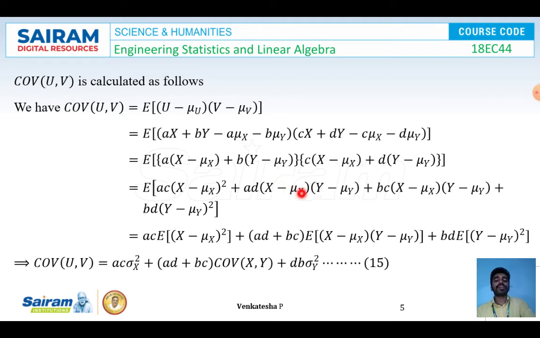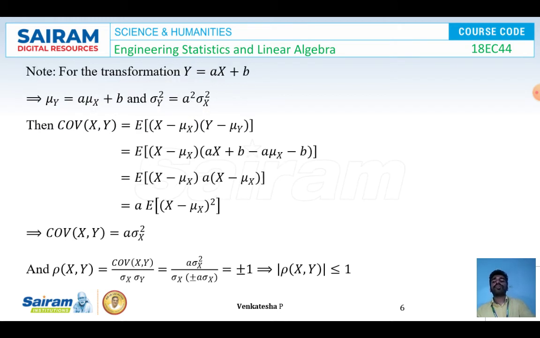So from these two equations, I can take (x minus mu x)(y minus mu y) common factor. I got ad plus bc. So the equation leads to ac into expectation of (x minus mu x) whole square plus ad plus bc into expectation of (x minus mu x)(y minus mu y) plus bd into expectation of (y minus mu y) whole square. So this one I got from the properties of expectation. So finally I got the equation covariance of uv is equal to ac sigma x square plus ad plus bc covariance of xy plus bd sigma y square, and call this one as equation number 15.